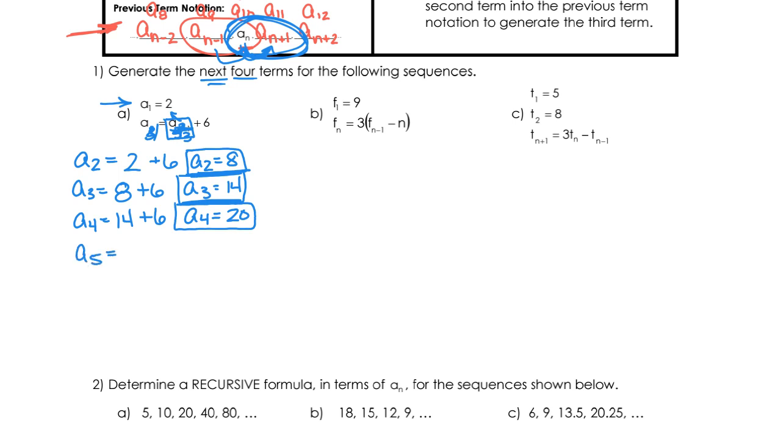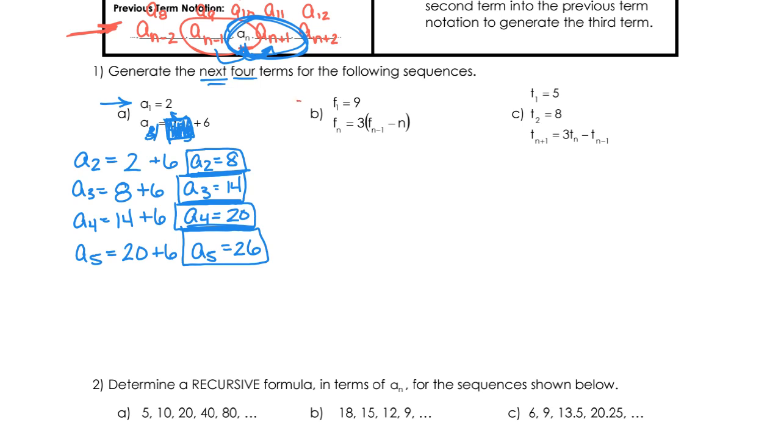A sub 5. So again, as soon as you realize that this a sub n minus 1 means previous term, you just go grab the previous term that you just generated, which this time is 20, and add 6. And there is my 5th term, which is 26. And there's the next 4 terms in my sequence. Okay, all right, so let's try again.